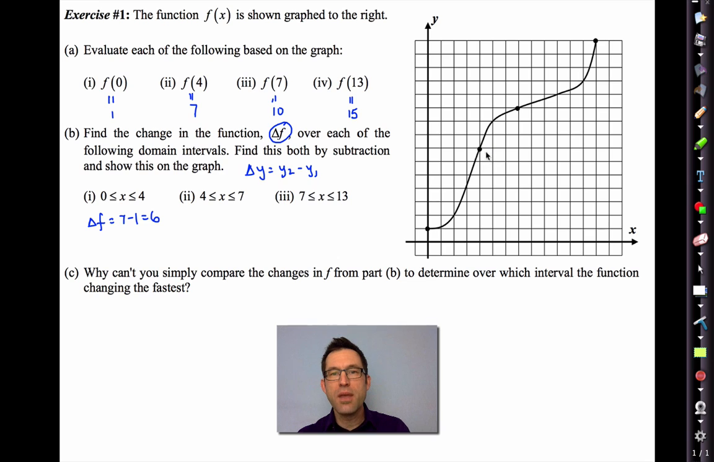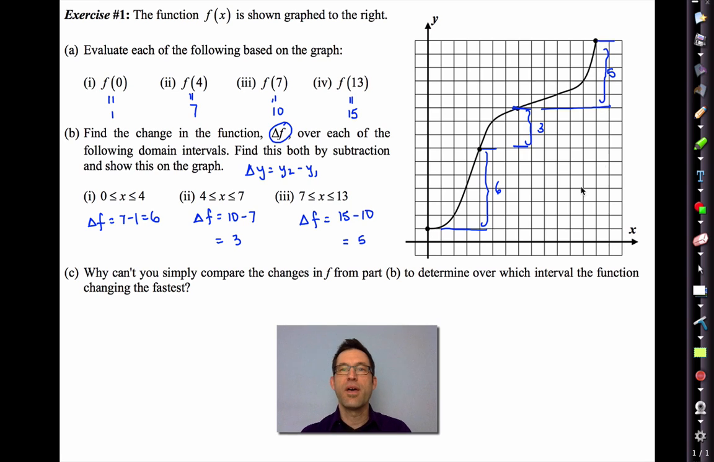What that means is that this has gone up by 6 units as we measure those two heights. Here, we're going to say that the change in the function is equal to 10 minus 7, or 3. And that's showing us the change being 3 between these two values. Finally, here we have delta f is equal to 15 minus 10, or 5.